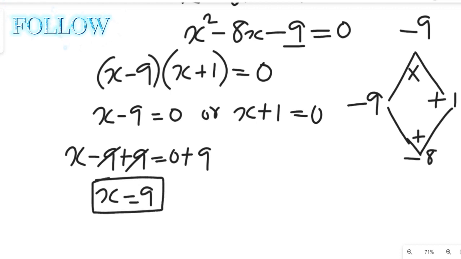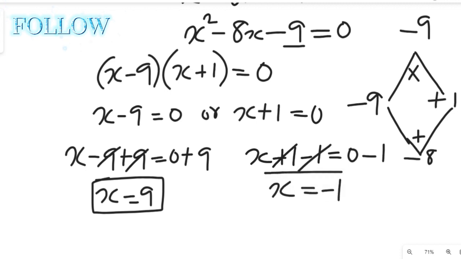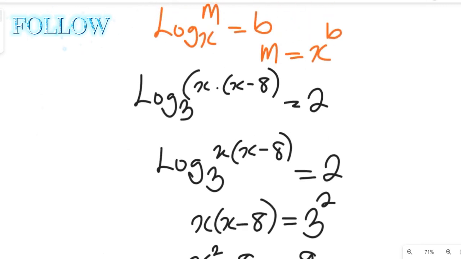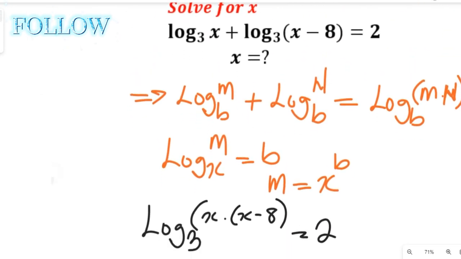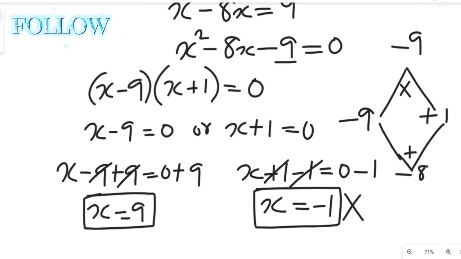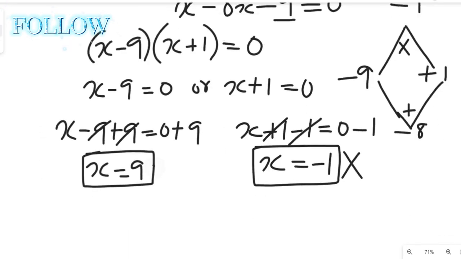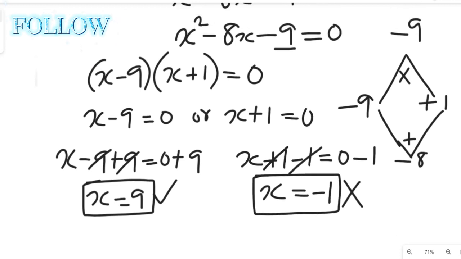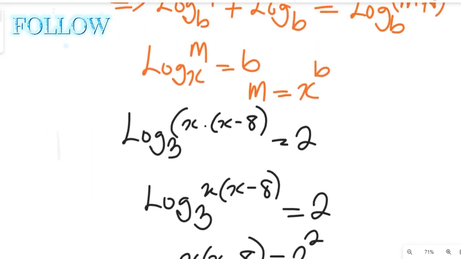And the other way, we are going to have x, if we subtract 1 from both sides, that will be equal to 0 minus 1. Minus 1 will clear plus 1, and then our x will be equal to negative 1. So we will not have a negative as a solution to that question, because that's the negative solution, but the right solution is x equal to 9, and that is the only solution we have to that logarithm equation up there.